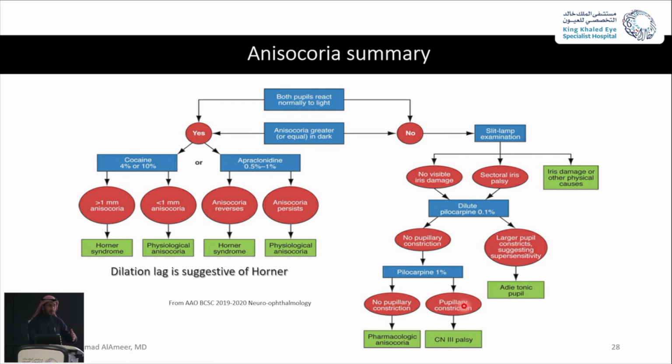I mean, there are a lot of theories behind that. It could be related to the hypersensitivity, the denervation hypersensitivity. But again, it's going to be fixed, either dilated or constricted. It's not going to be reactive to the light.